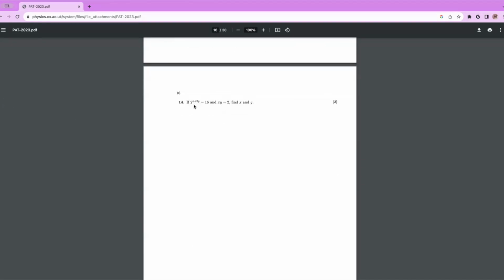If 2 to the power of x plus y is equal to 16 and x times y equals 2, find x and y. Okay, well, so if we see that we can see something here called exponents, I suppose. So 16 is actually a power of 2, so we have that 16 is actually equal to 2 to the 4, which simplifies our equations if we equate exponents, that x plus 2y is equal to 4.